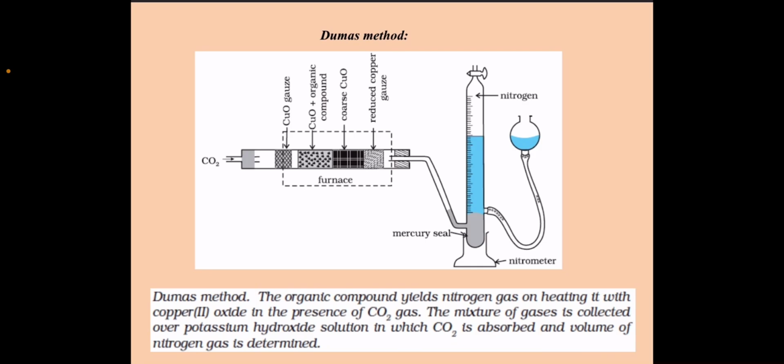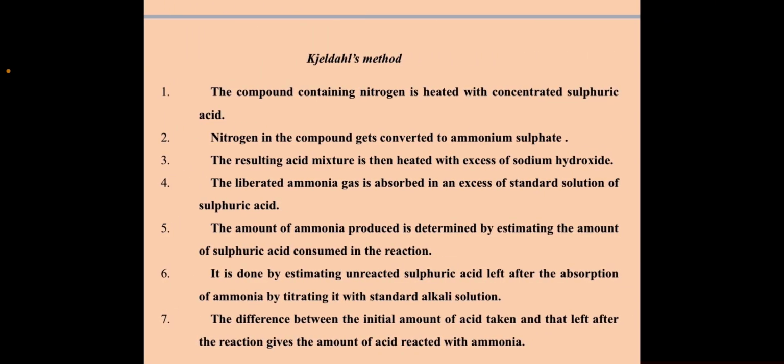You can see this. Now, Dumas method: the organic compound yields nitrogen gas on heating it with copper oxide in the presence of carbon dioxide gas. The mixture of gases is collected over potassium hydroxide solution, in which carbon dioxide is absorbed, and the volume of nitrogen gas is determined. Now Kjeldahl's method: the compound containing nitrogen is heated with concentrated sulfuric acid.